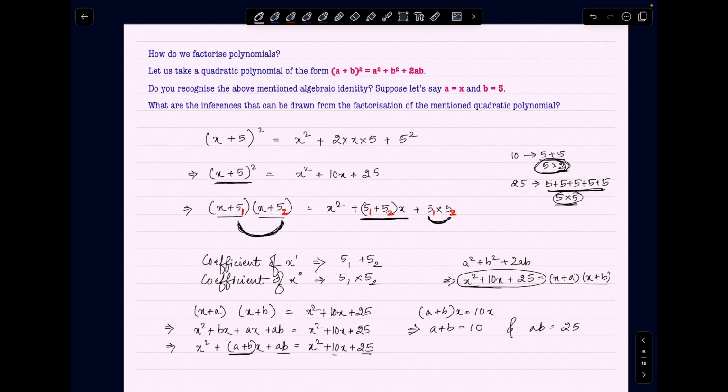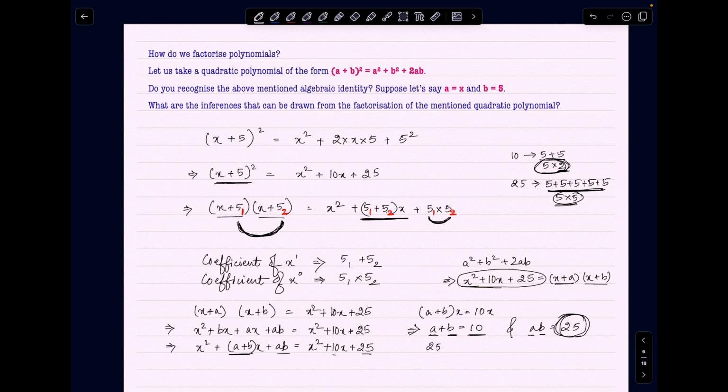So we have to split 10 into two numbers a and b, such that their addition is 10 and their multiplication becomes 25. That is our job: to find the values of a and b, so that we can write the factors of this polynomial as (x plus a) into (x plus b). How are we going to find those values of a and b?